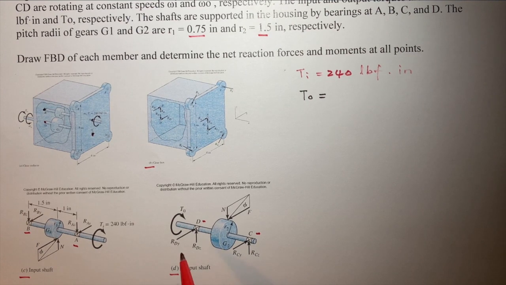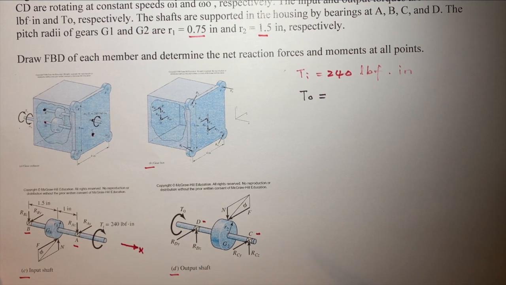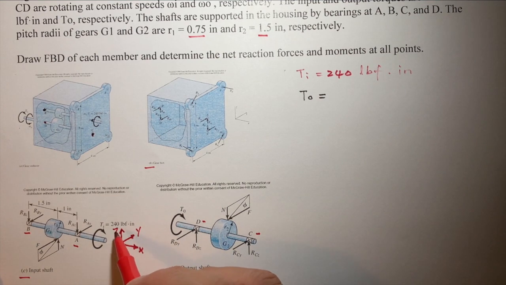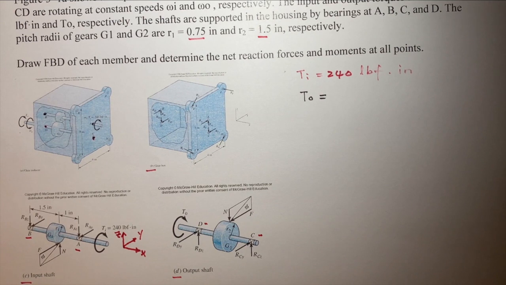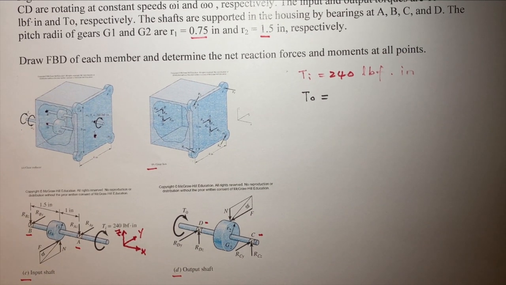So we can set up the coordinate system like this. This is the x-axis in the shaft direction. And this is the y direction, horizontal. If you use the right-hand rule, this will be the z direction.